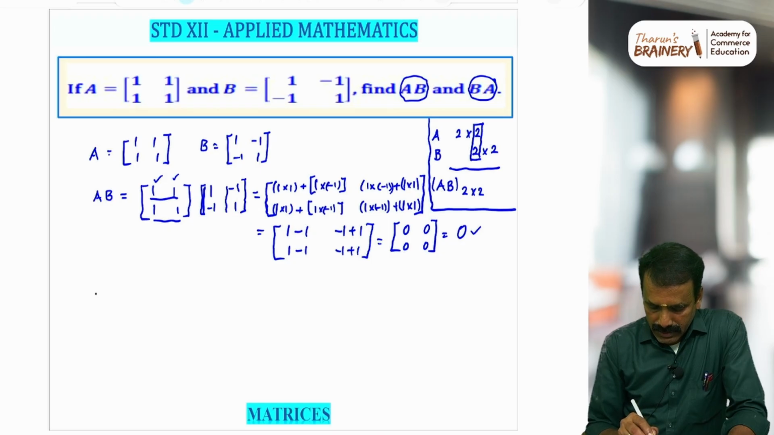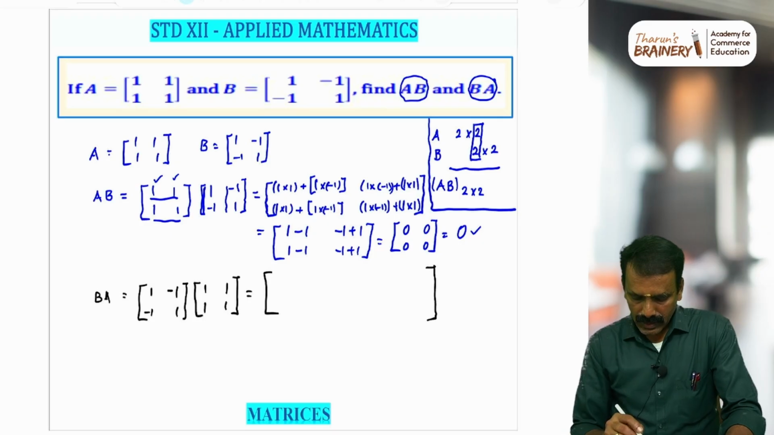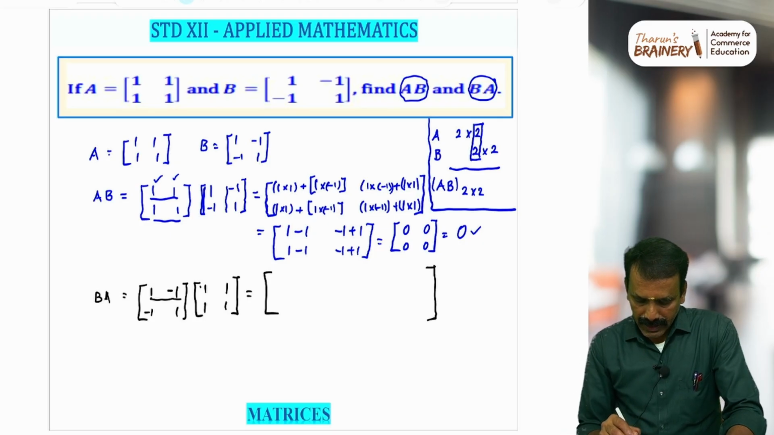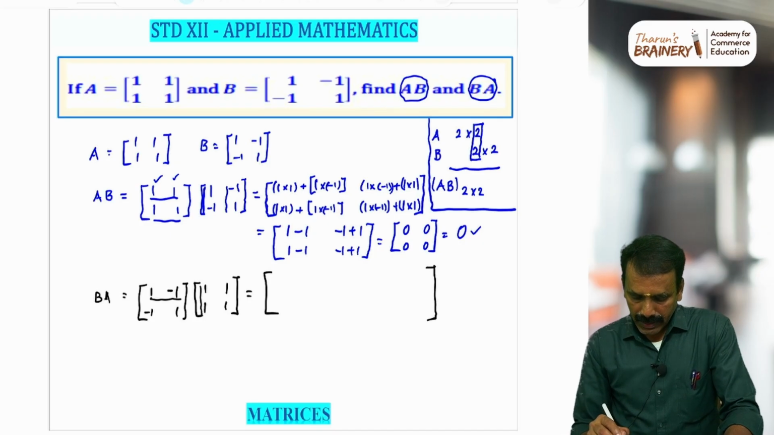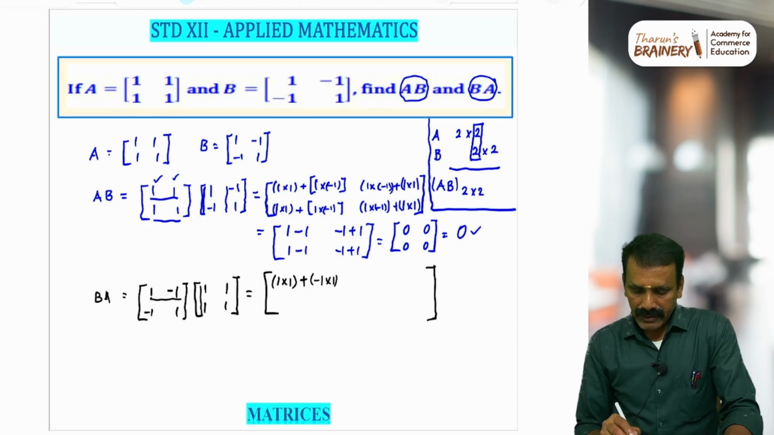BA, we are going to find the solution. BA is equal to 1, minus 1, minus 1, 1 multiplied with 1, 1, 1, 1. So first row is multiplied with the first column. So 1 into minus 1, 1 multiplied with 1, plus minus 1 is multiplied with 1. So minus 1 is multiplied with 1. So I multiplied first row element with the first column.